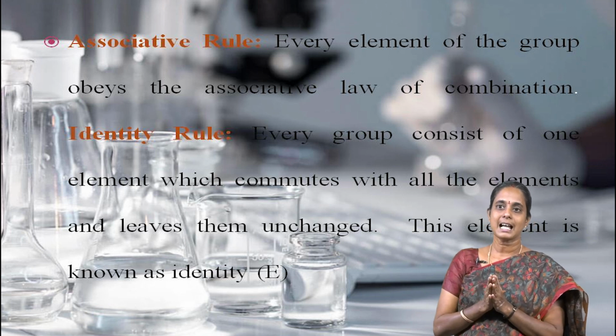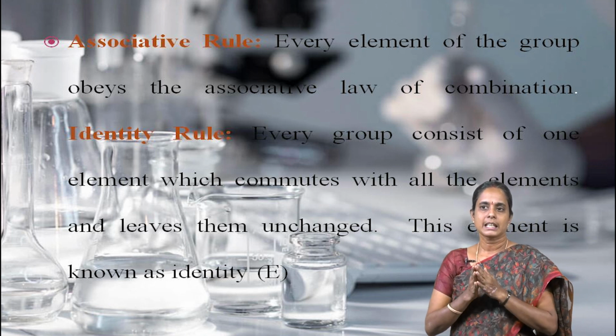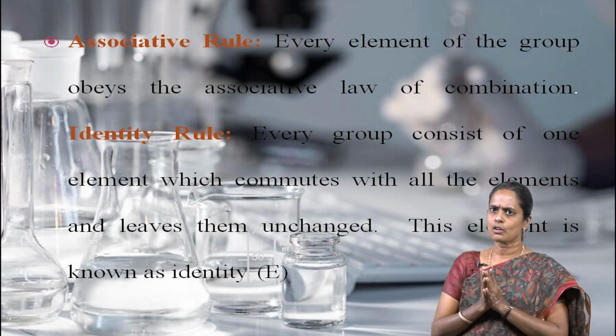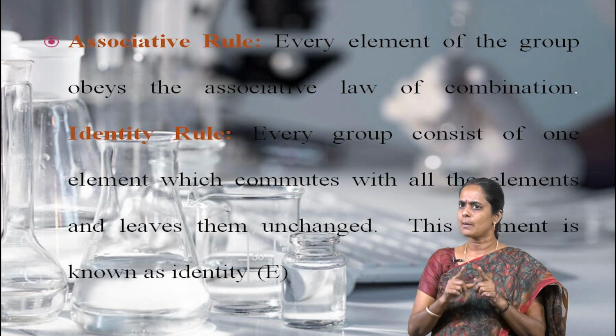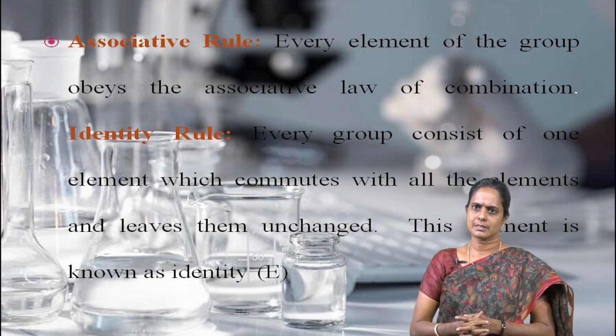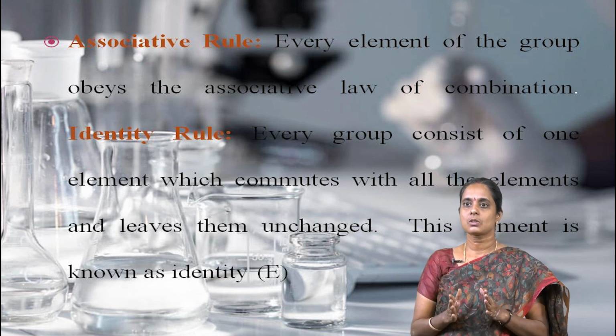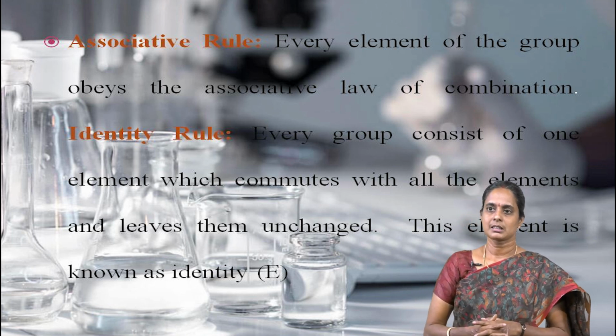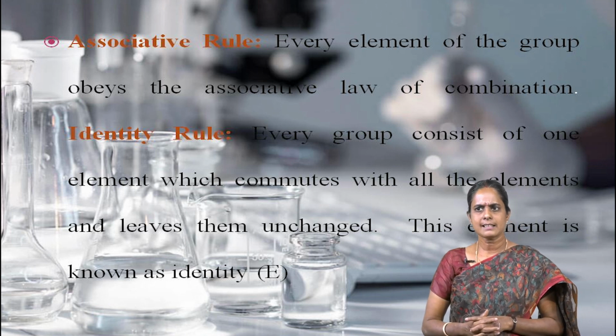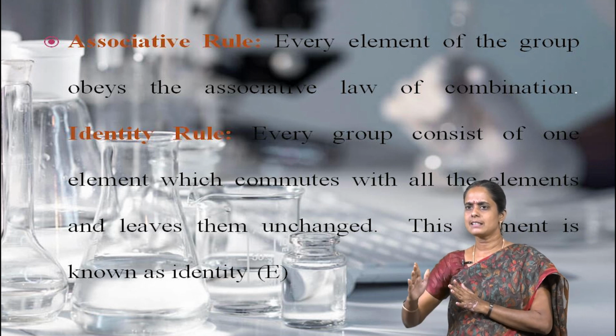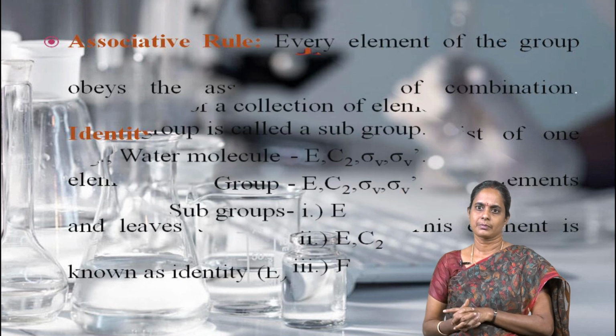The last one is the identity rule. Every group consists of one element which commutes with all the elements and leaves them unchanged. That element is known as identity, such that EX is equal to XE is equal to X.